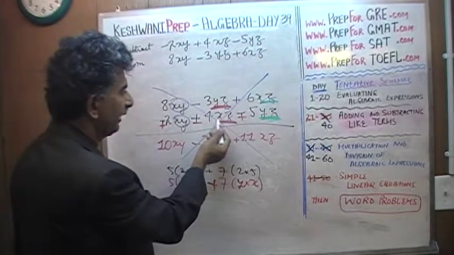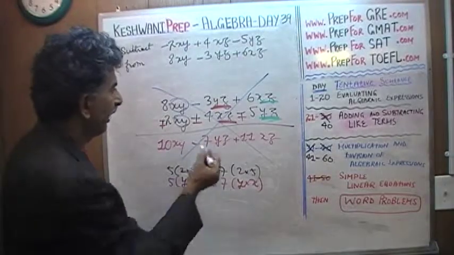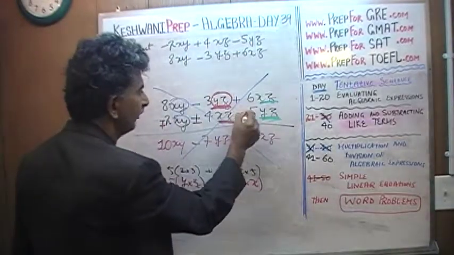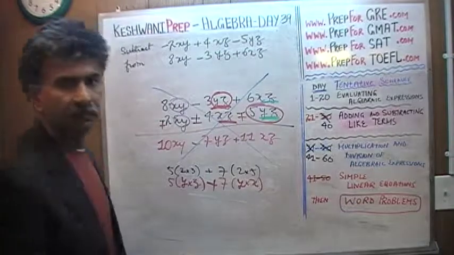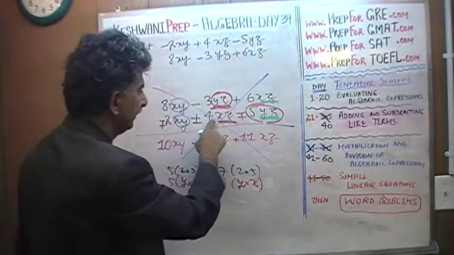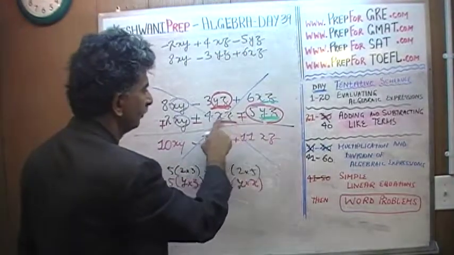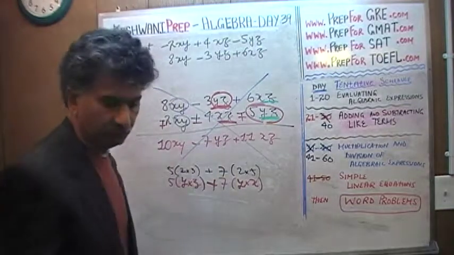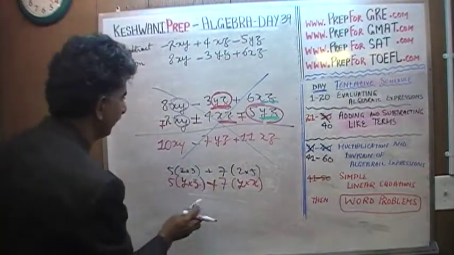Y times z cannot be added to x times z. We forgot to line them up properly. This y times z should have been lined up with this y times z. This should have been moved here, and this guy should have been moved here. X times z should go under x times z. This is all wrong. Let's redo it properly.